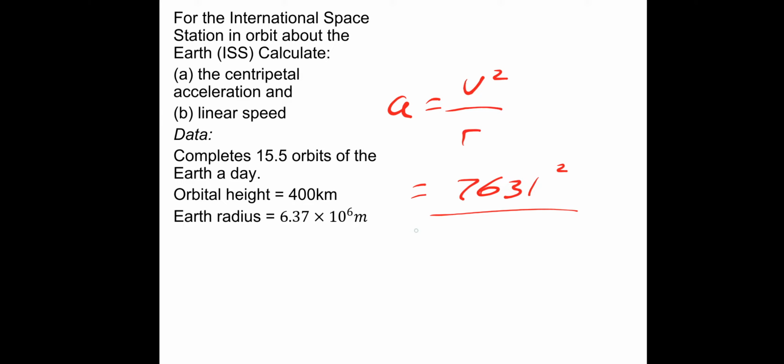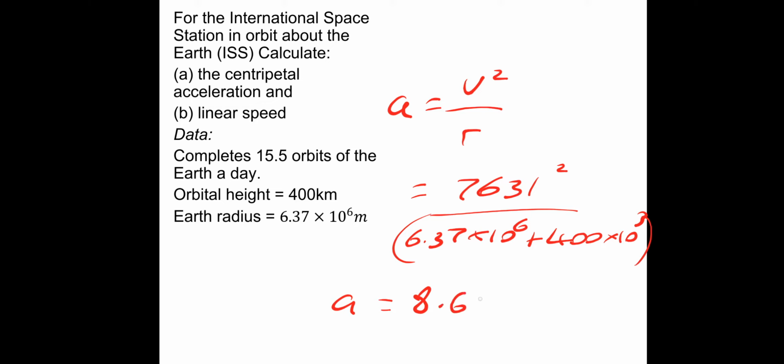So the radius of orbit is simply the 6.37 times 10 to the 6 plus the 400 kilometers, 400 times 10 to the 3. And if we put that on our calculator, that will give us an acceleration of 8.6 meters per second squared, which makes sense. Surface gravity is 9.81 meters per second squared, and as we move out, by the time you get to the International Space Station, 8.6 is definitely correct and feasible. So let's move on.